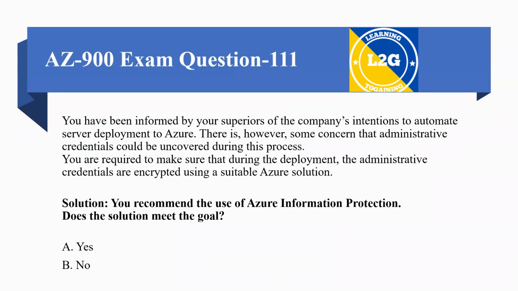Moving towards questions, you have been informed by your superiors of the company's intentions to automate the server deployment to Azure. There is, however, some concerns that administrative credentials could be uncovered during this process. You are required to make sure that during the deployment, the administrative credentials are encrypted by using a suitable Azure solution. And solution provided is you recommend the use of Azure Information Protection. Does this solution meet the goal? No, it should not meet the goal, so it should be no.